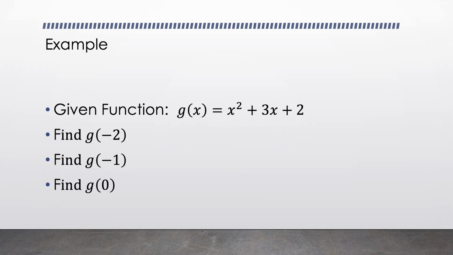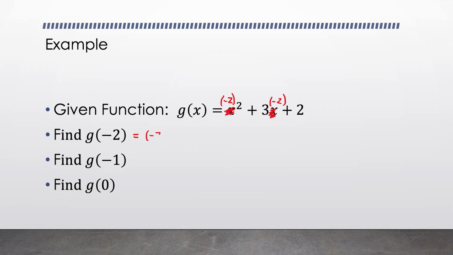Let's try another one. This time we have g of x is equal to x squared plus 3x plus 2. And our first problem says that we want to do g of negative 2. Again, whatever is in the parentheses is going to go in for the x, and it goes in for all x's. So in place of this x, I'm going to be putting a negative 2. And also in place of this x, I'm going to be putting a negative 2. So let's begin by rewriting our problem.